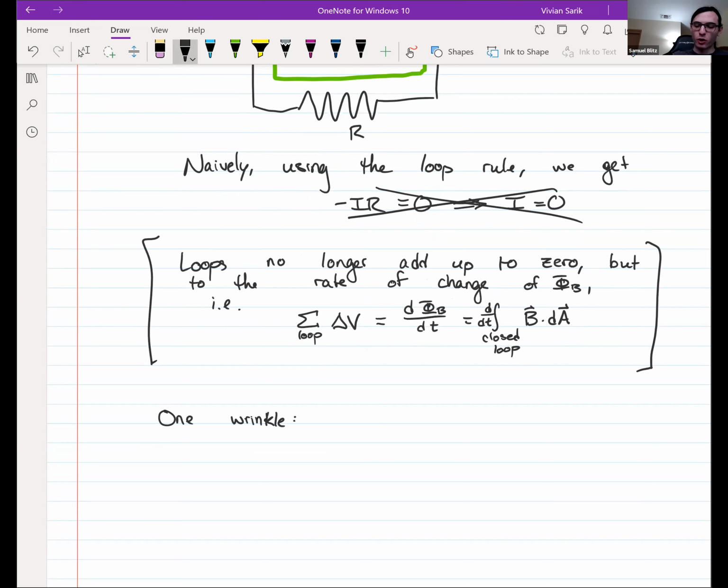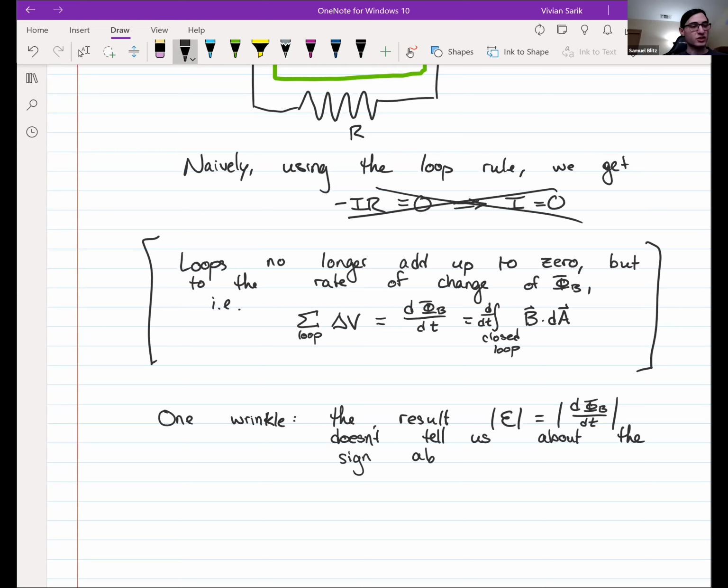The result that we got before was a result about magnitudes, right? So we can't just say that the induced EMF is equal to the time rate of change of the flux. It could be equal to the negative, and we wouldn't know from what we've already established. So we need to figure out why this is plus instead of minus. I need to justify this to you, otherwise I will feel bad.